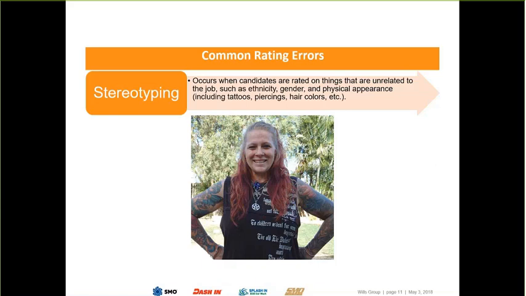Stereotyping is an additional common error. Stereotyping occurs when candidates are rated on things that are unrelated to the job, such as ethnicity, gender, and physical appearance. This error also includes rating candidates on things like tattoos, piercings, and unusual hair color. All of these things are unrelated to job performance and should not be considered or documented when rating a candidate.